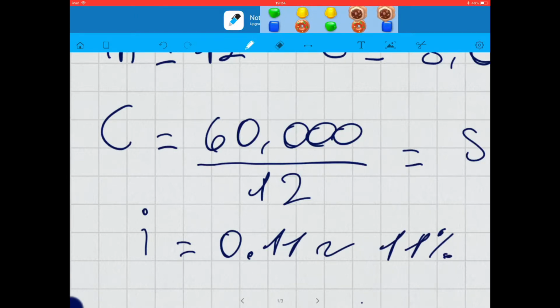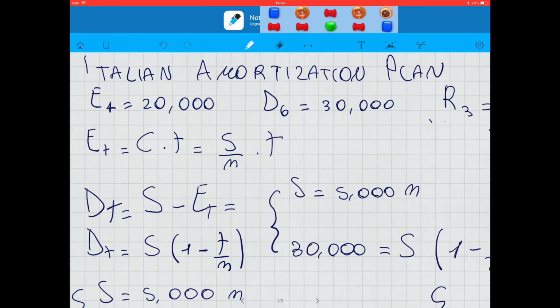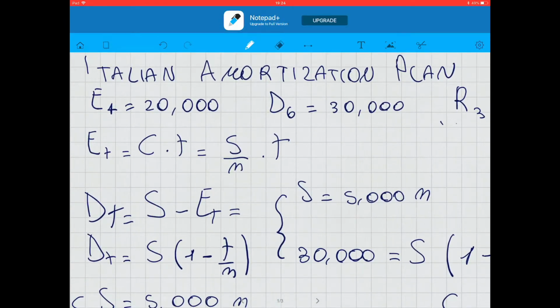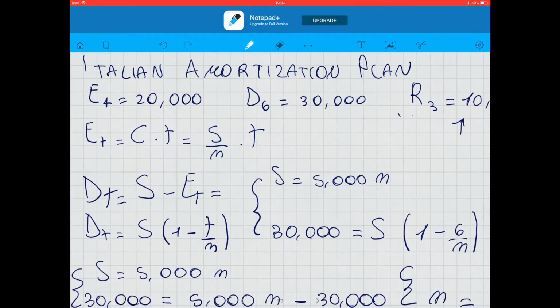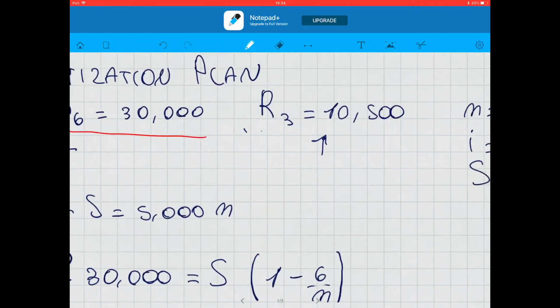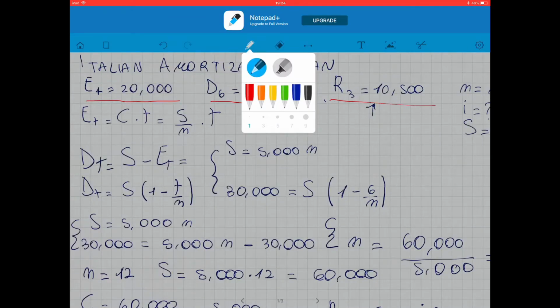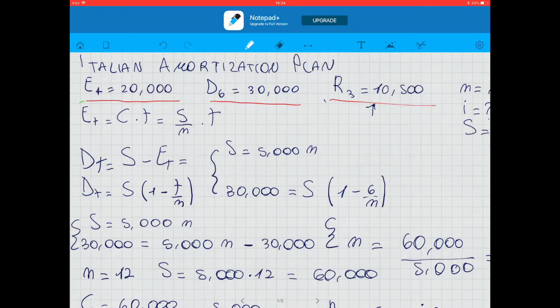Thank you everybody for your attention, and now we are going to check the exercise out. So again, we're talking about Italian amortization plan, and we know that amortization quota are constant for each year. So we have this data, 1, 2, and 3, and this other one, and then we need to know these formulas.